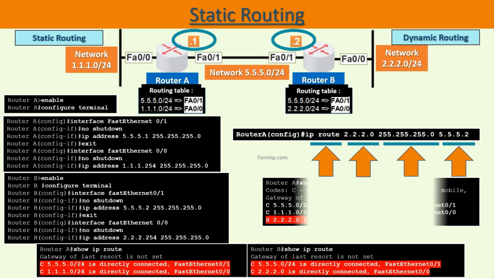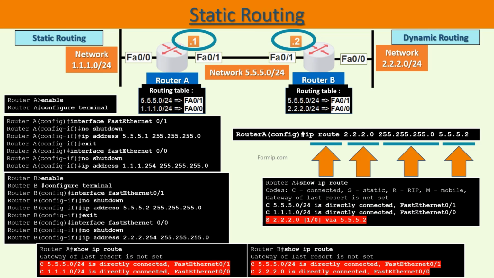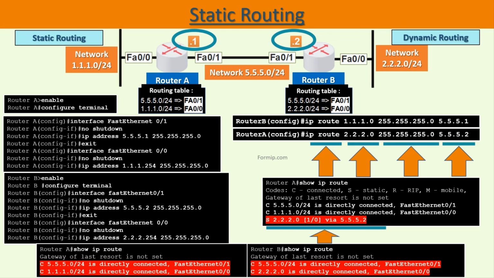Finally, we're going back to our router A routing table. Here, the show ip route command shows us this time an entry for the network 222.0/24. And if we want to build the way back, that is, so router B can join the network behind router A, we should launch the command on router B, ip route 111.0 255.255.255.0 555.1. And that way, the PCs on the left can communicate without problems with those on the right.